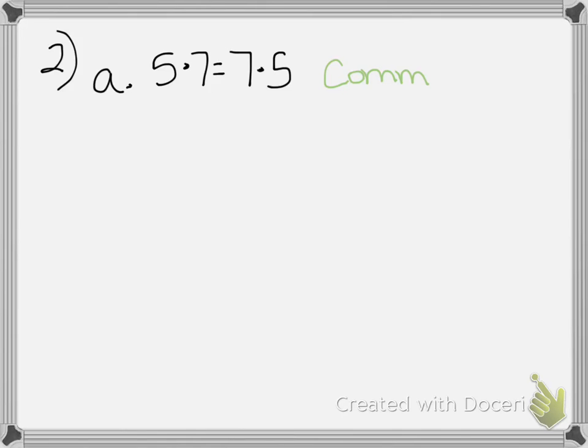Okay, example 2 on page 69 says name each property shown. So letter A says 5 times 7 equals 7 times 5. Well, all they did was they flip-flopped the numbers, and so this would be the commutative property. The commutative property of multiplication, sorry. Commutative property of multiplication.